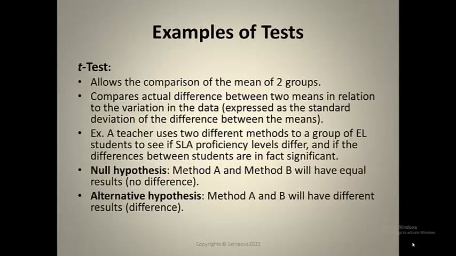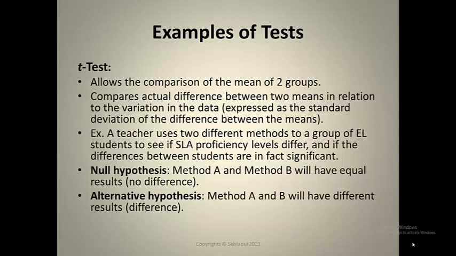Examples of tests. So you have the t-test, which is a very popular statistical analysis. It allows the comparison of the mean of two groups. Okay, so it allows you to compare the mean of two groups. It compares the actual difference between two means in relation to the variation in the data, expressed as the standard deviation of the difference between the means.